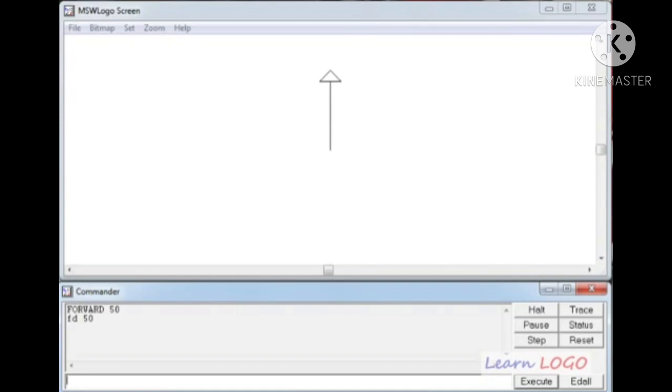Okay, all of you understand? What is the use of forward? The forward command makes the turtle move forward. The syntax is FD, space, number of steps. Then press the enter key.